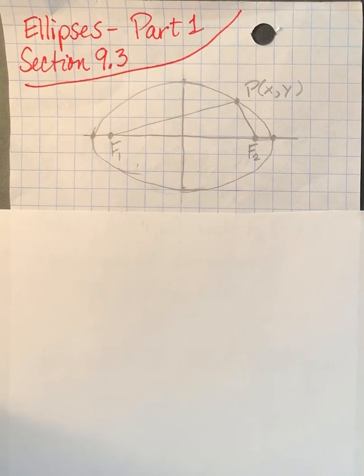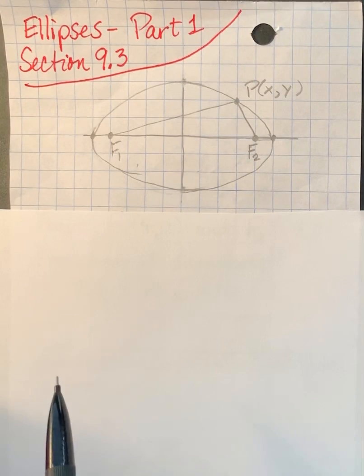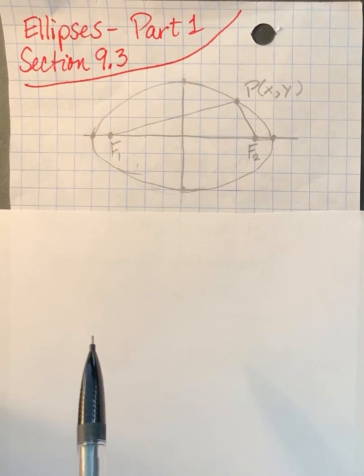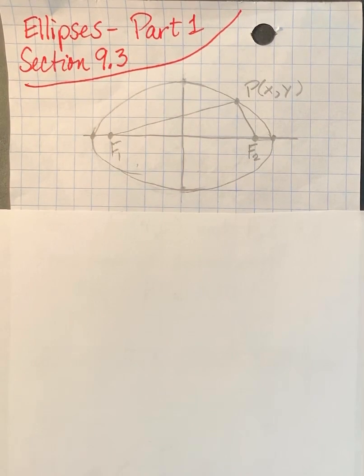Okay, we're going to discuss ellipses. This is part 1. This is in section 9.3. All right, an ellipse is what a lot of people would call an oval. It has a lot of things in common with a circle. You could think of a circle really as a special kind of ellipse if you would like.